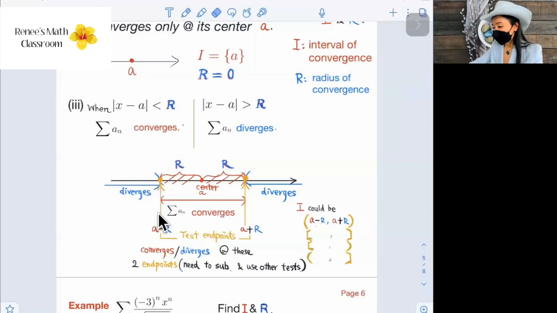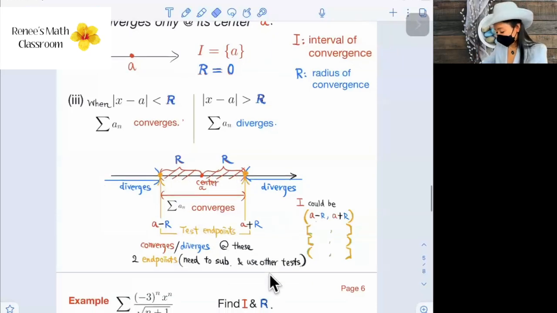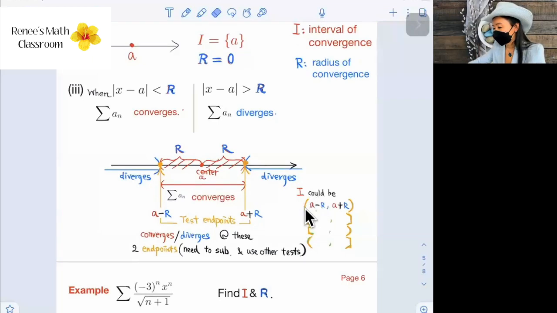And what happened to the endpoints? Do we know the endpoints? The endpoints over here, we don't know by the ratio test. So what we do here is we're going to test the endpoints. We just need to substitute and use other tests to test the endpoints. So the interval of convergence could be all open, because if it diverges here, then we won't include that. So it will be parentheses left and right.